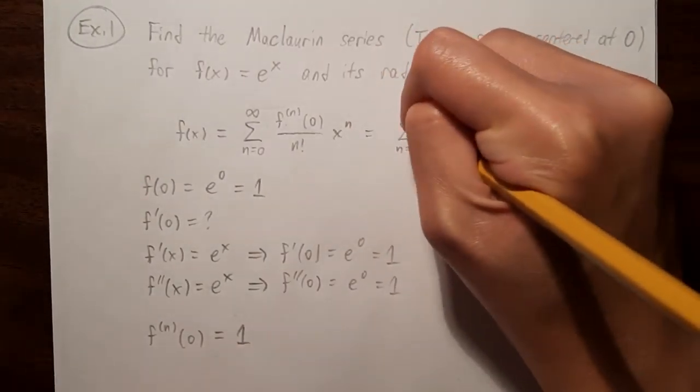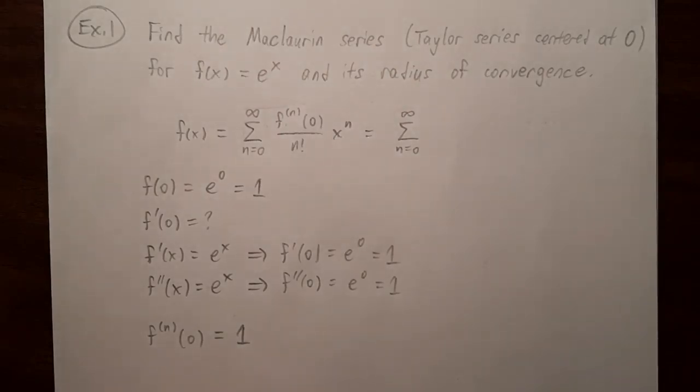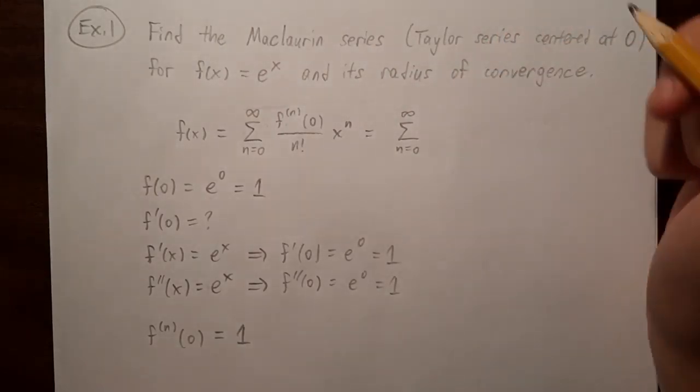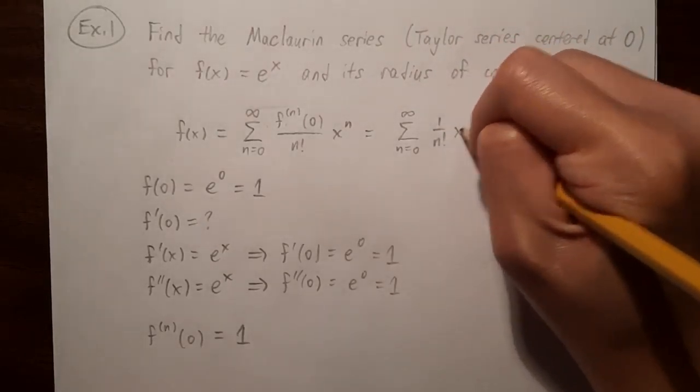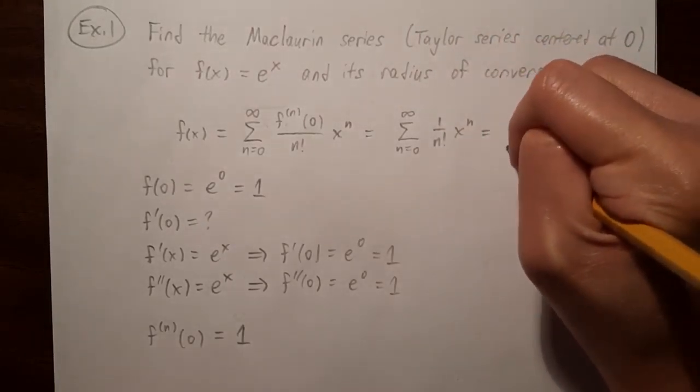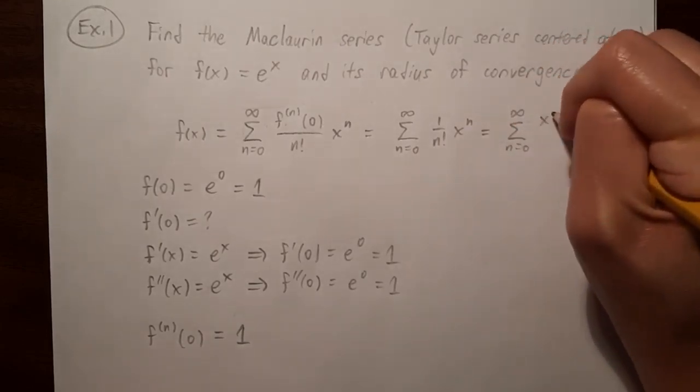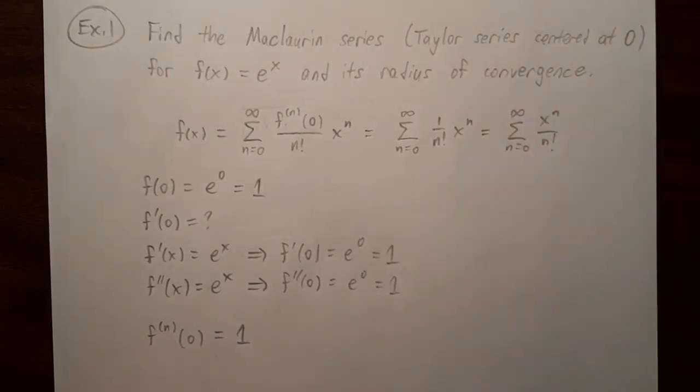So in that case, our Taylor series expansion is evidently going to be the sum n equals 0 to infinity of 1 over n factorial times x to the n. Or if I compactify that a little bit, x to the n over n factorial.